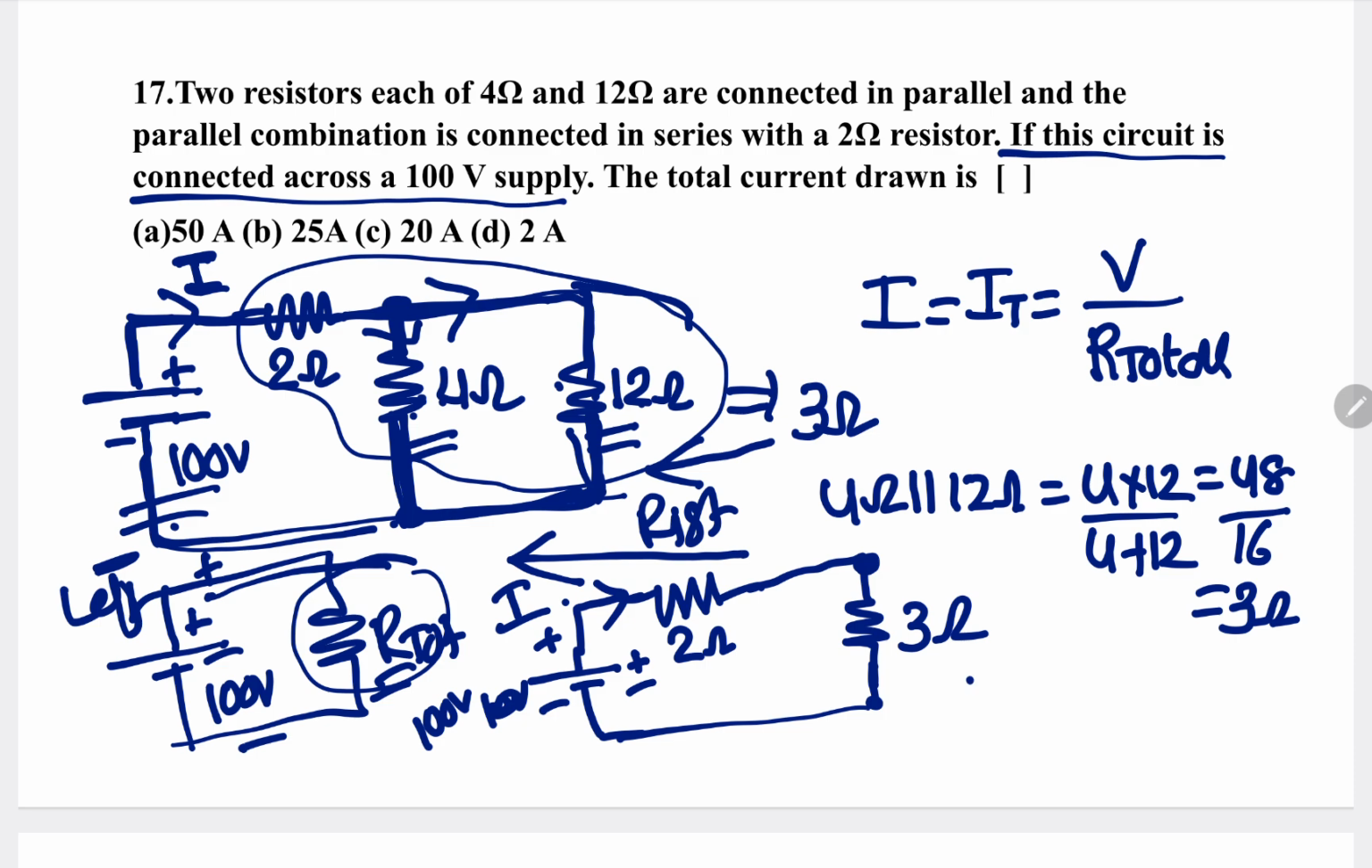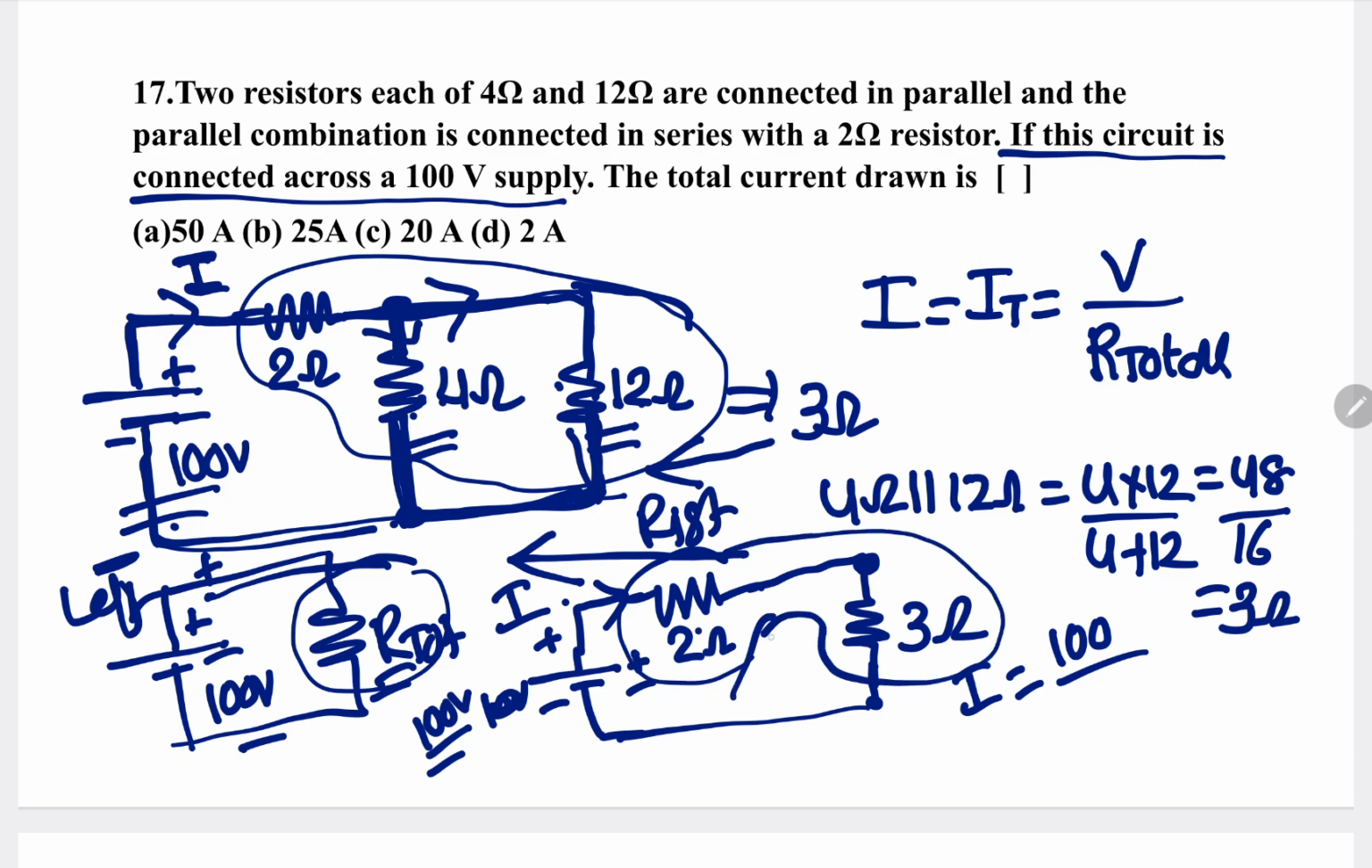So I is equal to the voltage, 100, divided by the total resistance. The 2 ohm and 3 ohm are connected in series, 2 plus 3, which is 5. So 100 by 5 is 20 amps. The total current drawn by the circuit, the current going out of this battery, is 20 amp. Answer is C.